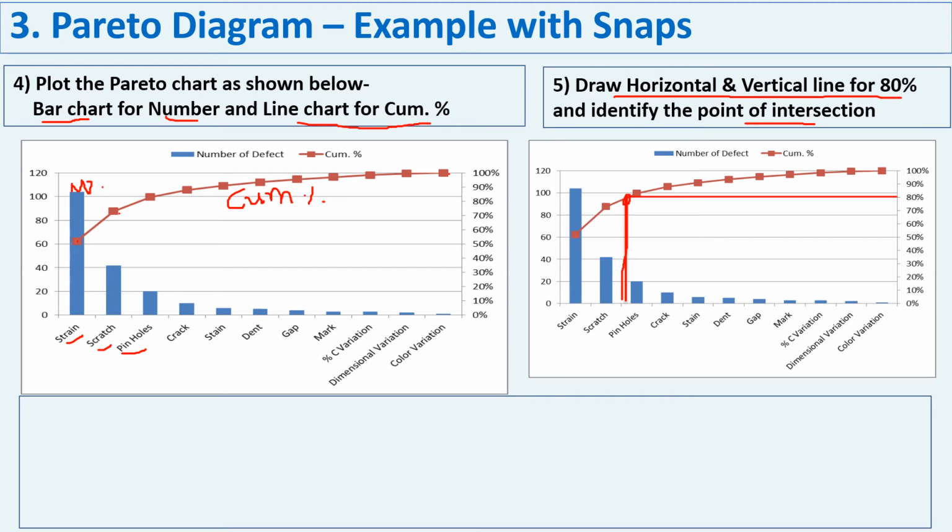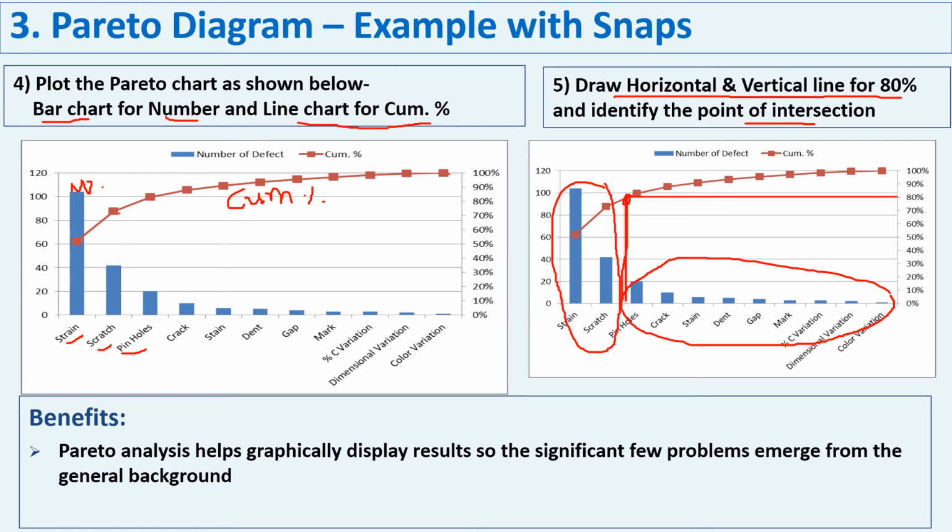So 80% of the problems are caused by these defects like stain, scratches, and others like pinholes, cracks, dent, gap. These are the vital few. This is how we draw the Pareto diagram. Now we have some benefits. Pareto analysis helps graphically display the results so that the significant few problems emerge from the general background, meaning problems like stain and scratches emerge from the general background.